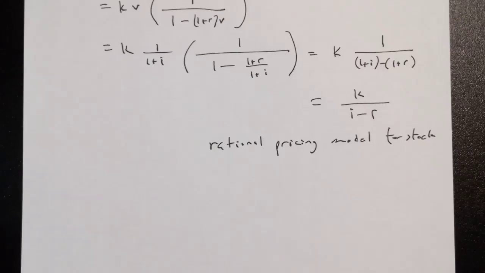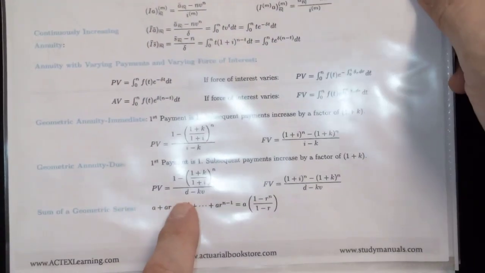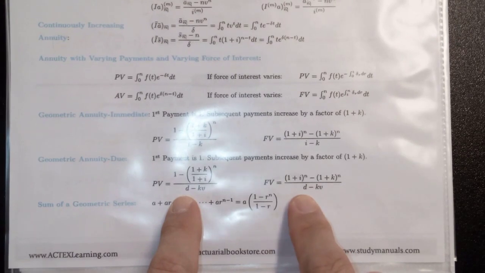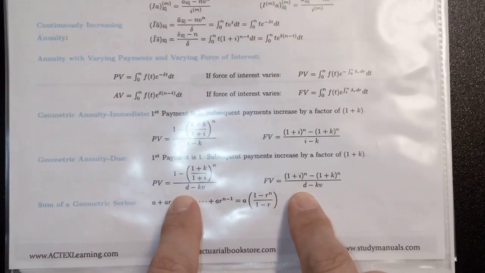Again, this assumes that my valuation, my payment, is going up geometrically. By the way, I did this all for ordinary. We were doing the end of the month. Please notice that if I switch from end to beginning, these formulas don't change by a lot. We just see the discount rate show up in here for the annuity due version.